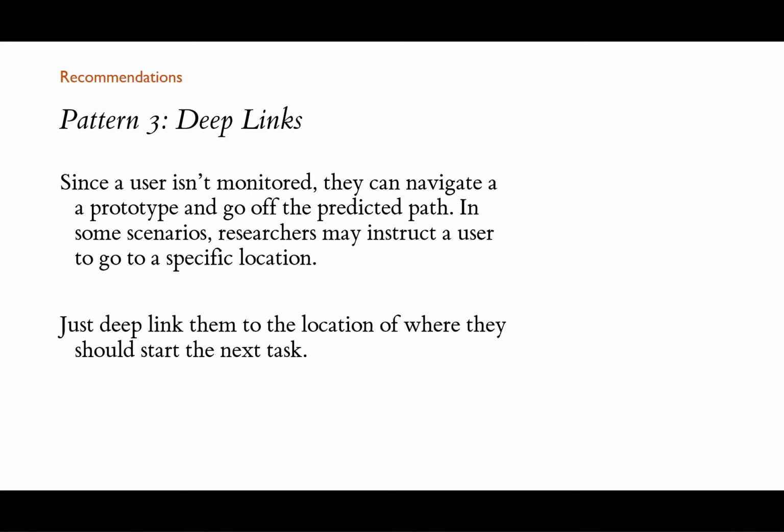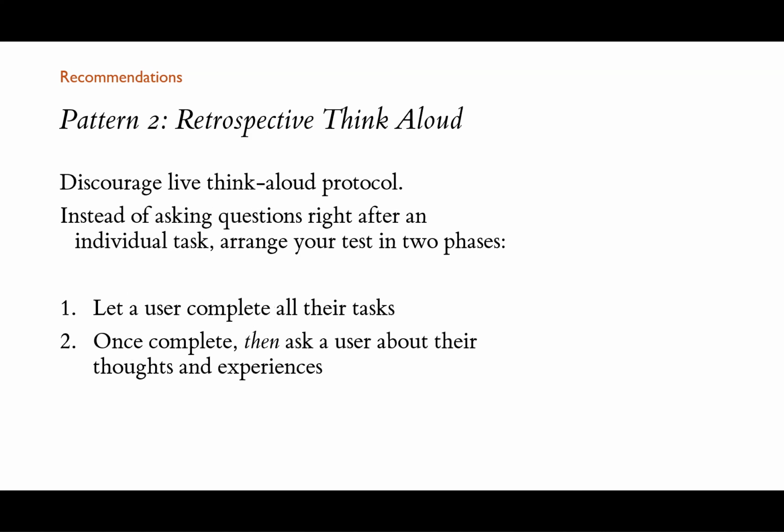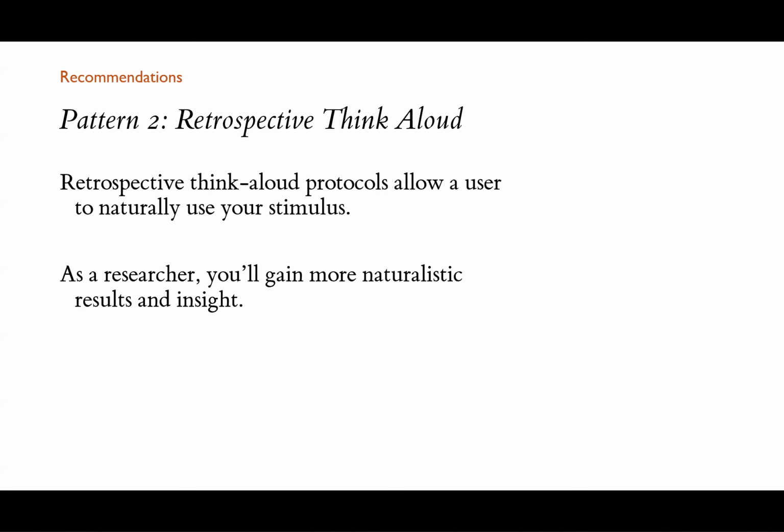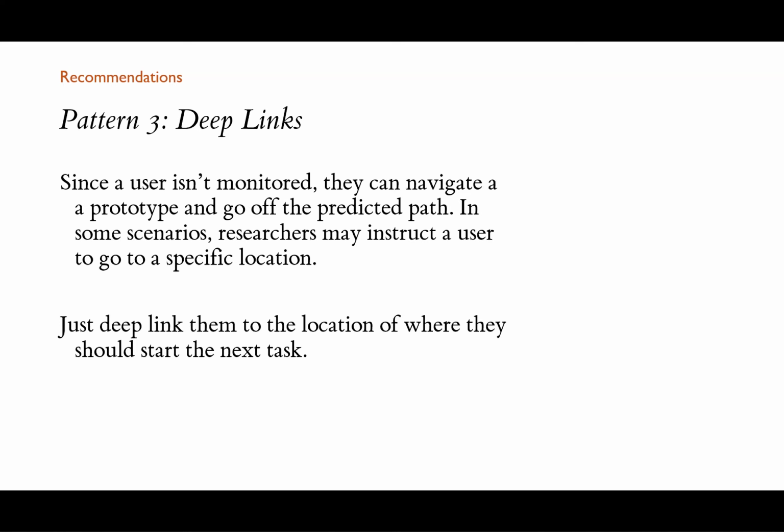And so what I found is people who do research might instruct people to go to specific locations, etc. But you don't need one prototype, right? You can have multiple prototypes, or you can link to specific places in the prototype. So to enable what I mentioned about retrospective think aloud for number 2, to ask them about their thoughts and experiences, if you still have to ask that question about what did you think button A was going to do, then just deep link them to that screen after they're done, because that's a built-in capability to your user testing platform, and then ask them those questions.